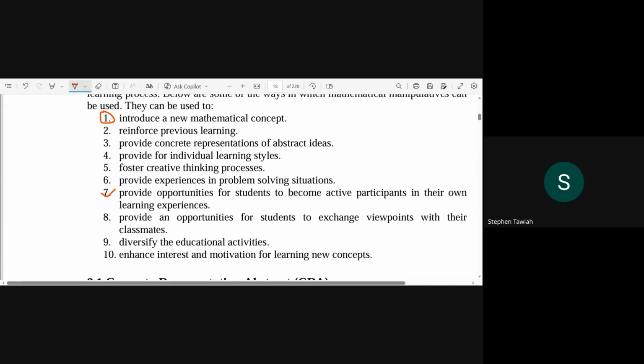Sir, reinforce previous learning. Okay. I know as a teacher, you should also be on them, and then you see how best the previous learning was, how effective it was before we can proceed to the other lesson.